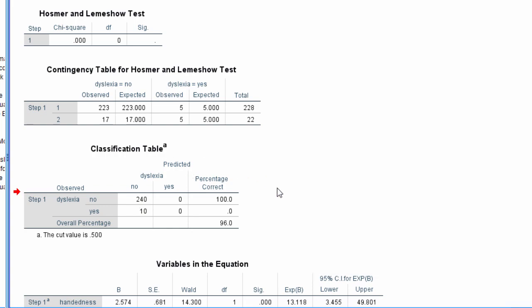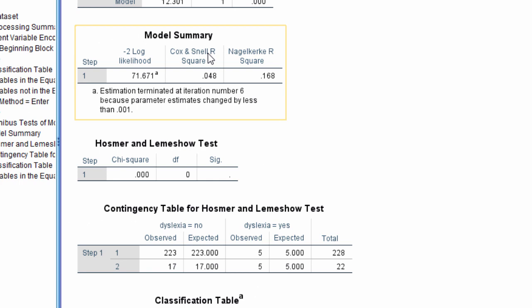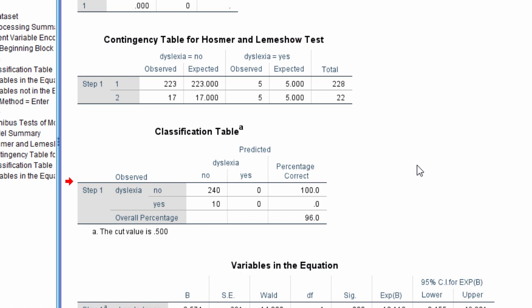And that is essentially consistent with the notion that the model only had a Cox-and-Snell R-squared of 0.048, which implies that about 5% of the variance, if you will, was accounted for in the dependent variable, which wasn't enough to push one correct classification of dyslexia into this cell. It just wasn't quite strong enough.